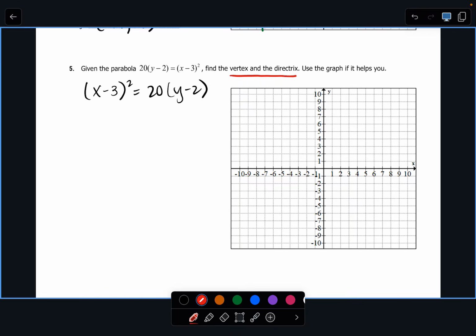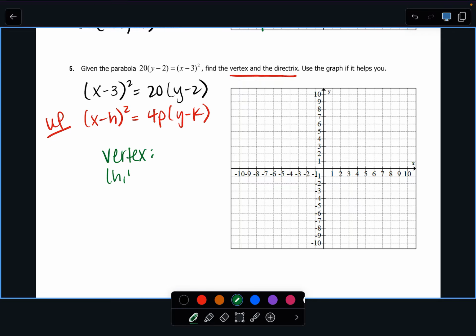So the first thing I'm going to do is match this up with the equation that it looks the most like. In this case, it looks the most like a concave up parabola because x is the one being squared, and the 4p is positive. That makes things pretty easy. I need to find two things and two things only. I'm going to identify the vertex. Remember, that is just (h, k). So I have (3, 2). That's my vertex, so I'm going to plot it.